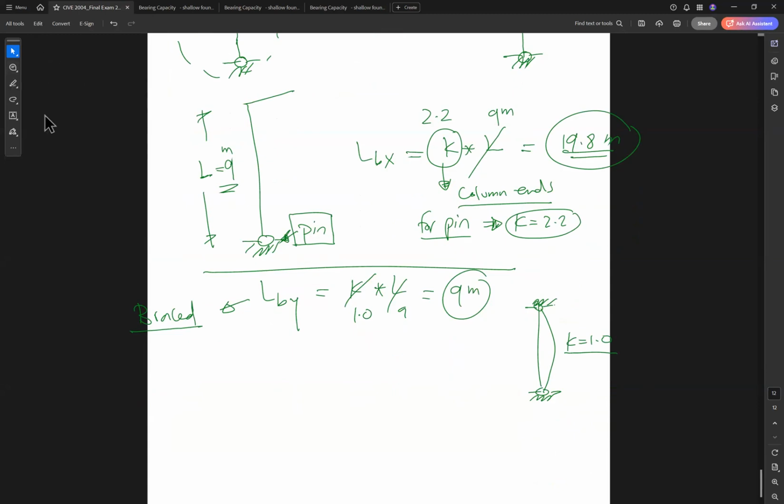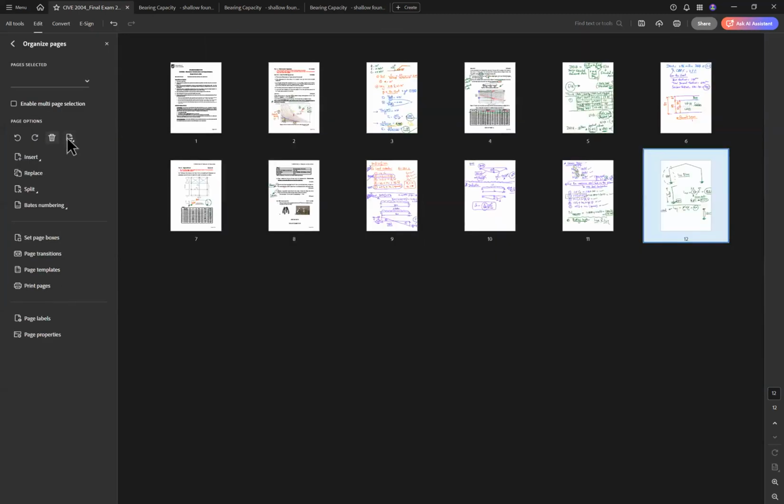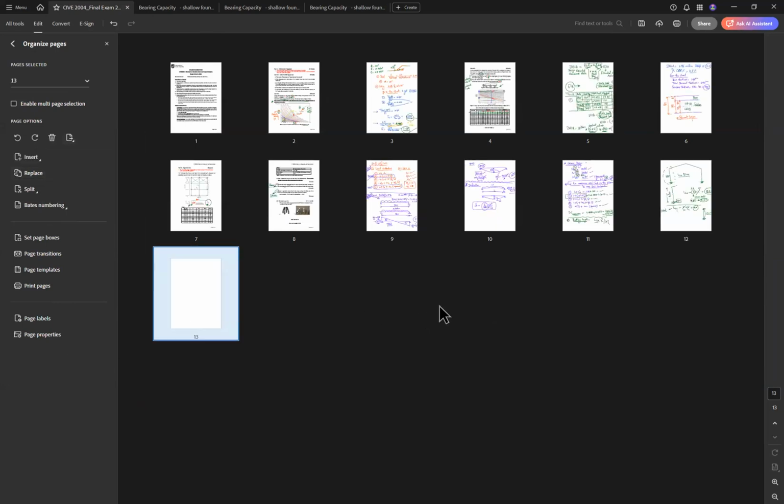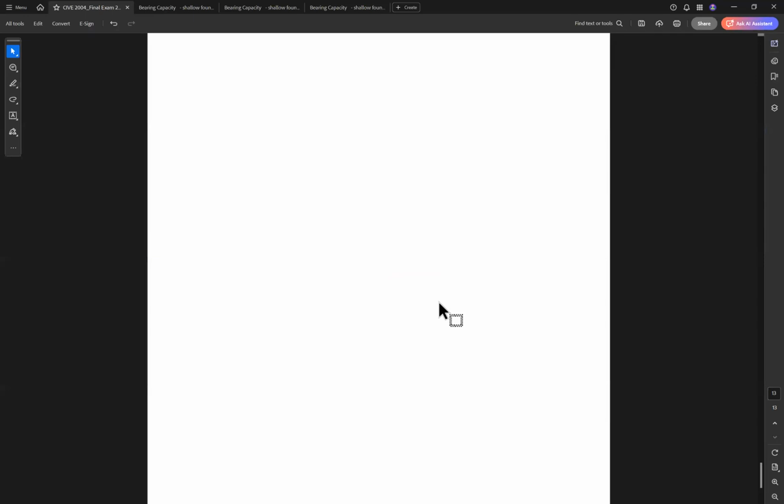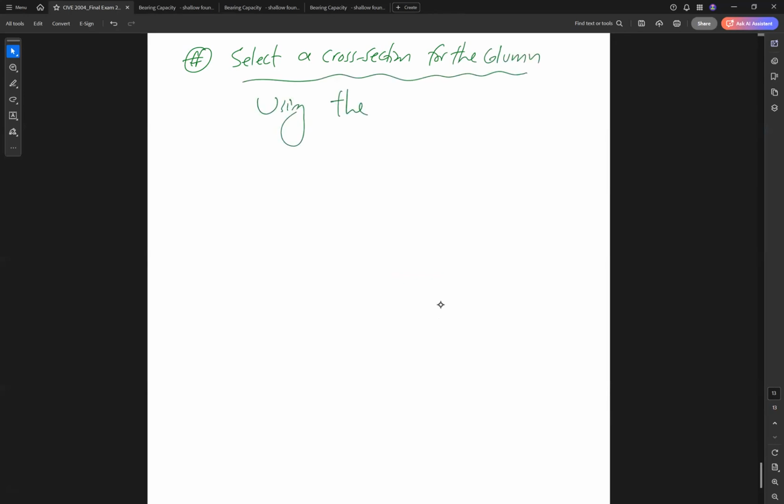What is the last question we can expect for this column? After you have LBX and LBY, what is the selection of the section? I also want to give you a question to select a cross section for the column. How can we select a cross section for the column? Given a chart. Yes, so using the charts.